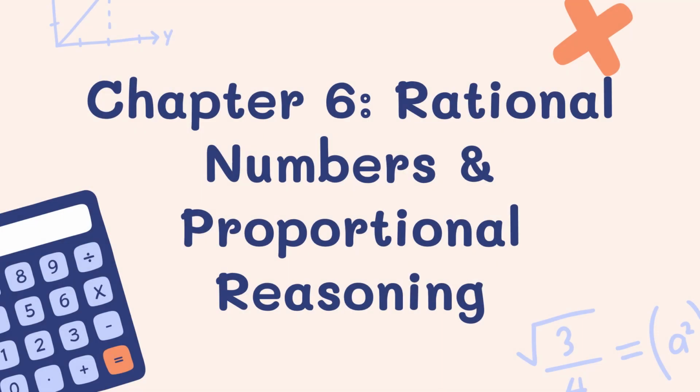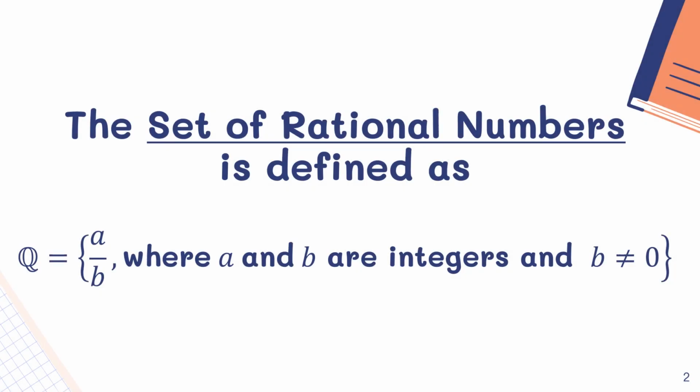Hey everyone, in this video we are going to begin chapter 6, which is called Rational Numbers and Proportional Reasoning. The set of rational numbers is defined as the set Q. We remember this symbol from earlier in the semester. Q stands for the word quotient, quotient meaning fractions.